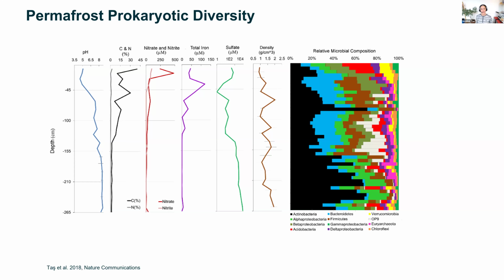Because this is a coastal location, we have huge sulfate deposition in here that is present both in the active layer and very much in the depth of the permafrost, but also has iron, but very little nitrate and nitrite.